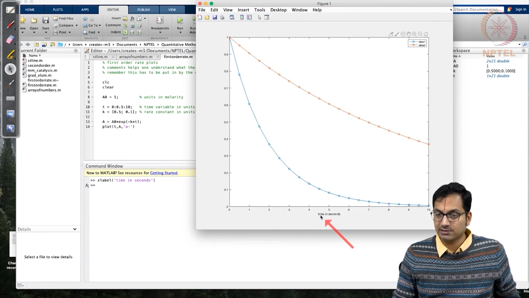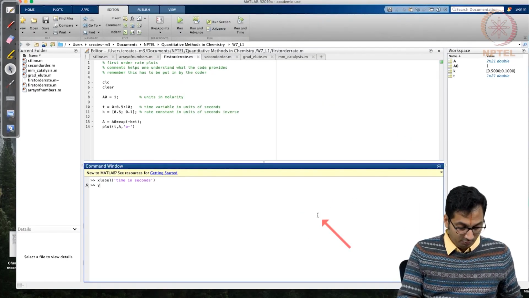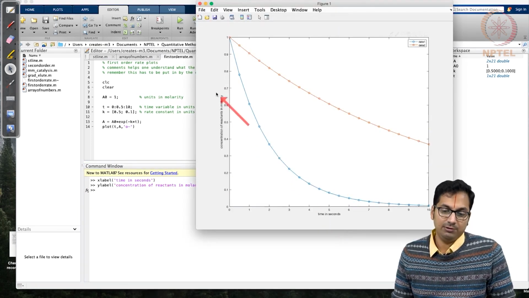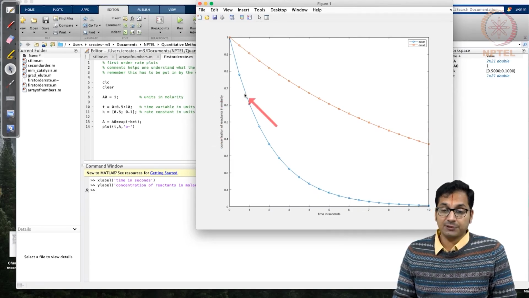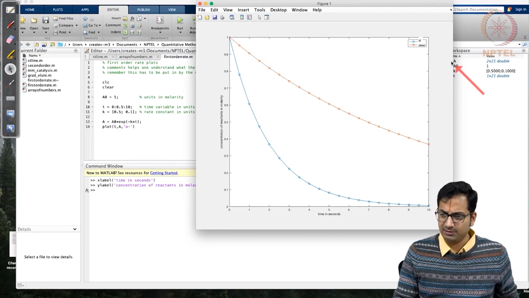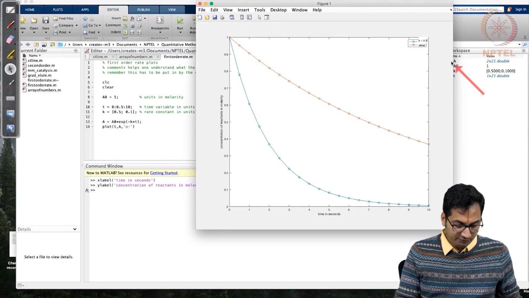So now time in seconds comes up. Then you can say y label, concentration of reactants in molarity. So here you start getting this, and also you can edit the labels that you have gotten by changing k equal to 0.5 second inverse.